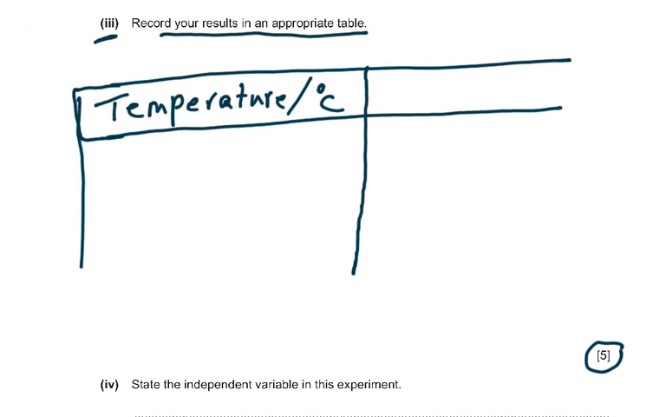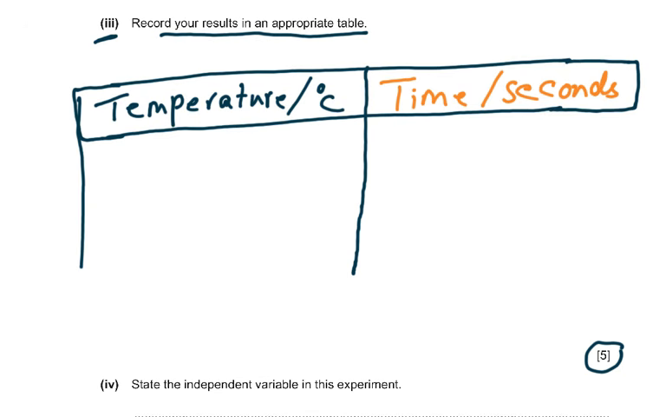And the second is the time in seconds. This is the dependent variable. What did you measure? You measured the time it took for it to coagulate. So you wrote both this and you got 1 mark. And you didn't do anything else in the table. You didn't complete the table even. But you wrote this, you got 1 mark.